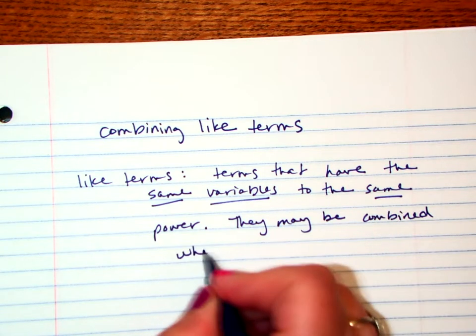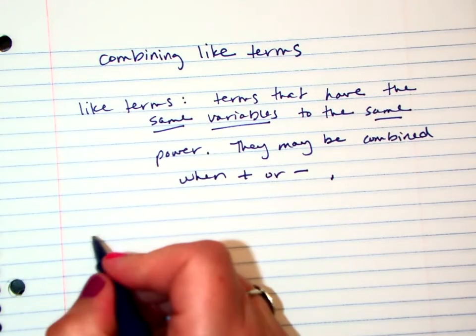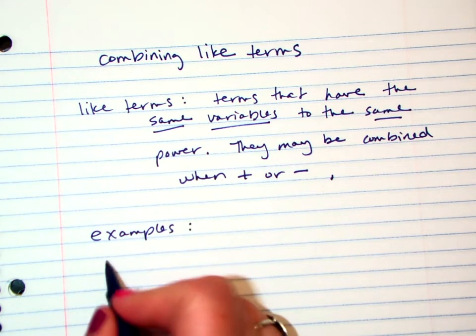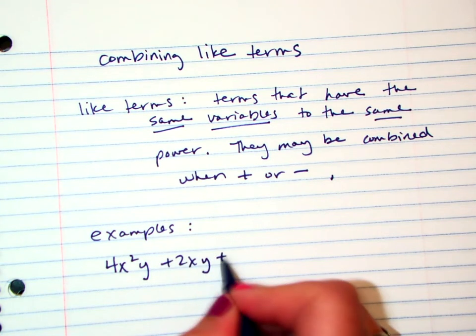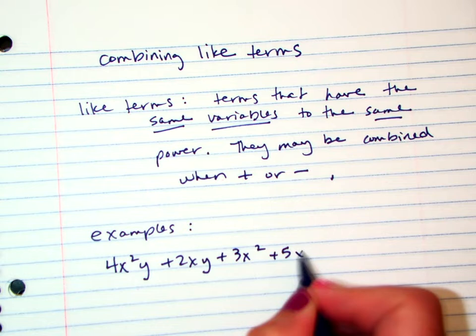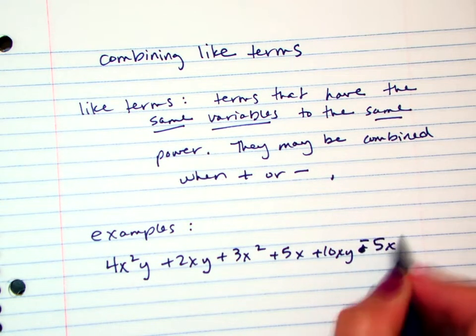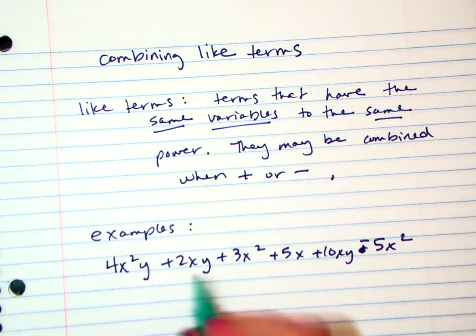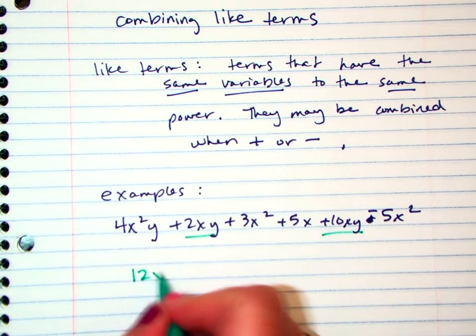When you're adding or subtracting. Okay? So, for example, let's say we have something like this: 4x squared y plus 2xy plus 3x squared plus 5x plus 10xy minus 5x squared. Okay, so what can we combine here? Well, the 4x squared y stays as is because it doesn't get combined with anything. But we can combine this 2xy and that 10xy, giving me 12xy.